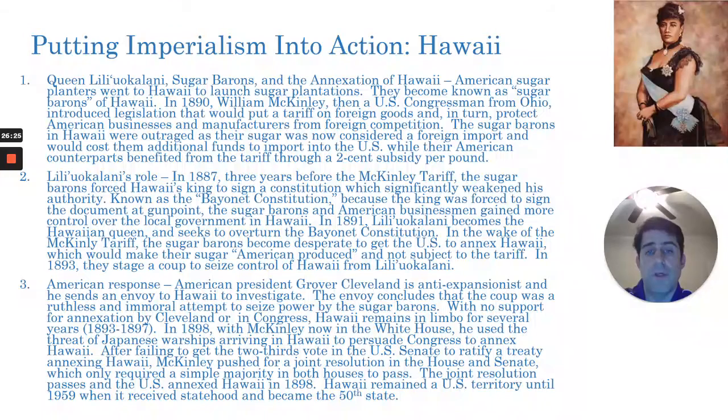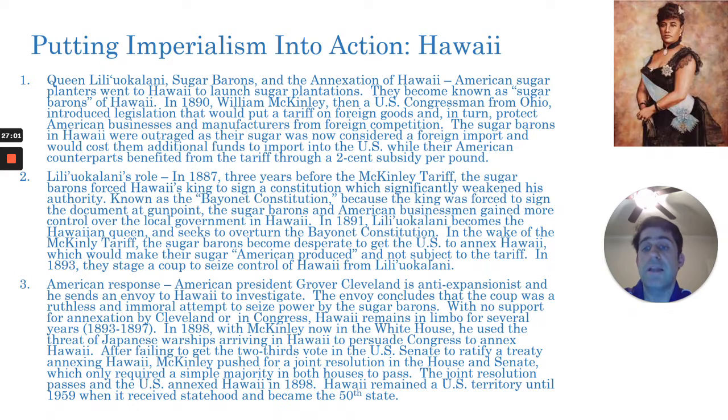So, with Liliuokalani now as the Queen of Hawaii, and the McKinley Tariff taking place, the sugar barons are desperate to get the United States to annex Hawaii so that Hawaii can officially become an American territory, and they can benefit from the same economic incentives that their sugar planting counterparts in the U.S. are benefiting from with the McKinley Tariff.